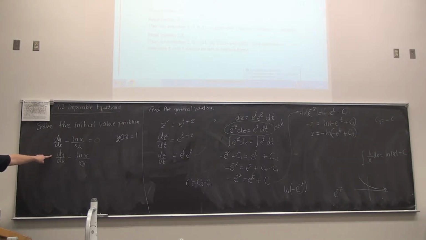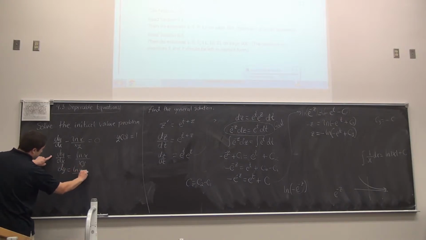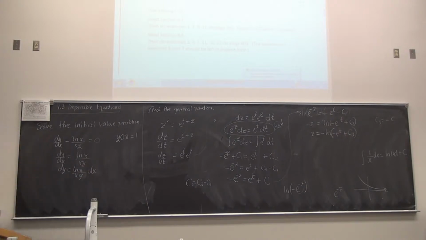So immediately we can say multiply both sides by dx. We'll have dy is the natural log of x divided by xy is equal to dx. Then it's almost settled. We just have to kick out the variable y on the right-hand side by multiplying y to both sides of the equation. Any questions about that step so far?